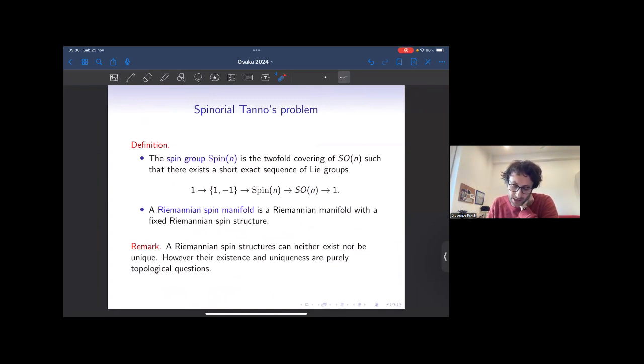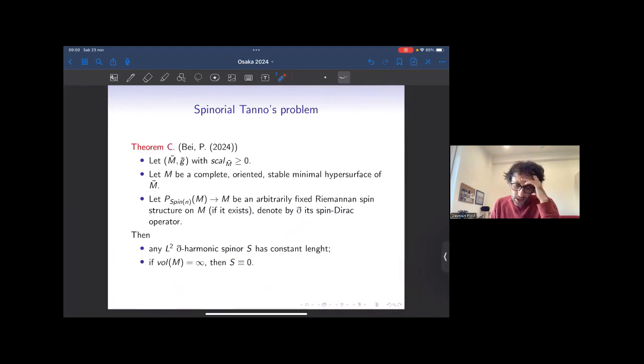And it concerns harmonic spinors. Of course, I unfortunately don't have time to introduce it very precisely, but a spin group is the twofold covering of the special orthogonal group, and a Riemannian spin manifold is a Riemannian manifold with a fixed spin structure. So a general fact is that the existence of such a structure is just a topological question, okay? Maybe, and if it exists, it's not unique, okay?